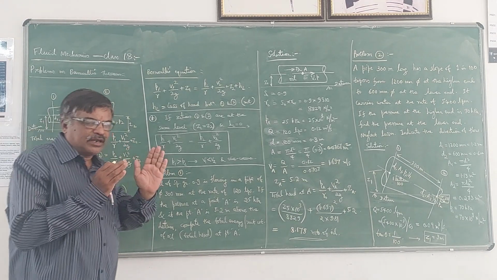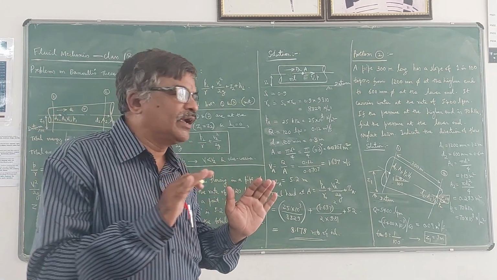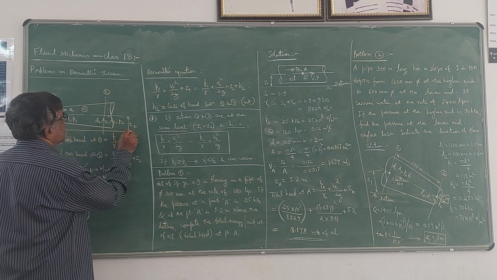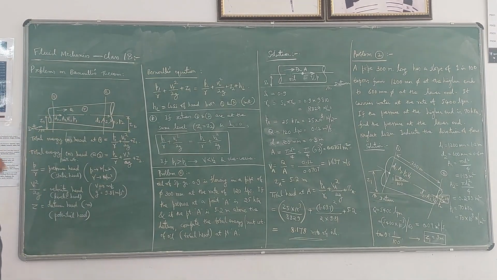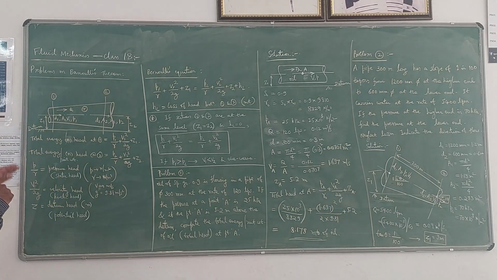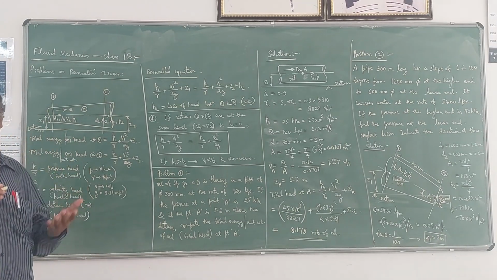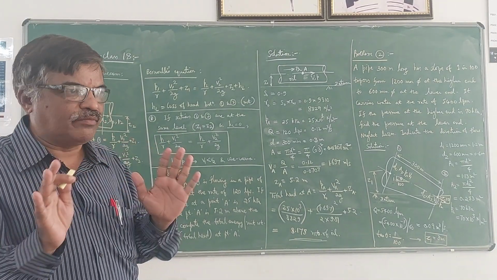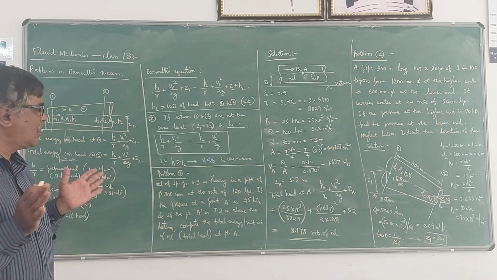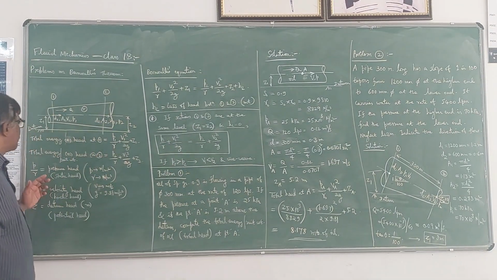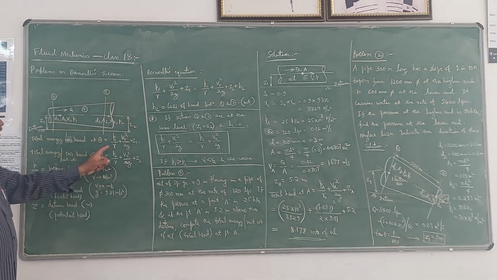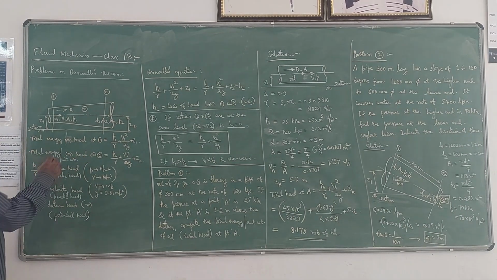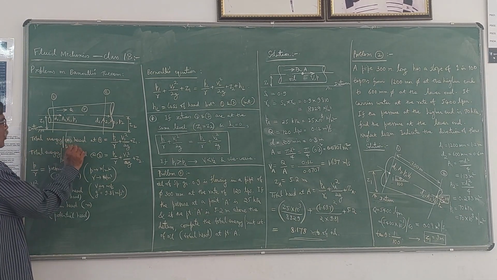Datum head is measured with respect to a reference or the datum. Here I have taken this as the datum line. With respect to this, whatever elevation is there to that particular point is called the datum head. This head can also be written as energy per unit weight. You have to observe here, energy per unit weight of fluid and head mean the same. They have the same units, that is meters of that particular fluid. If you add the pressure head, velocity head and datum head, you are going to get the total head or total energy per unit weight of fluid. Both being the same.